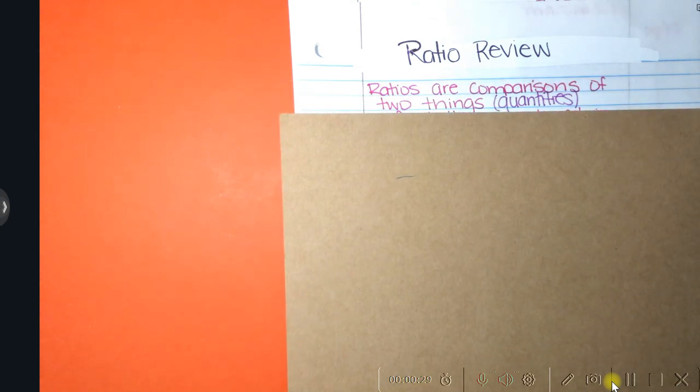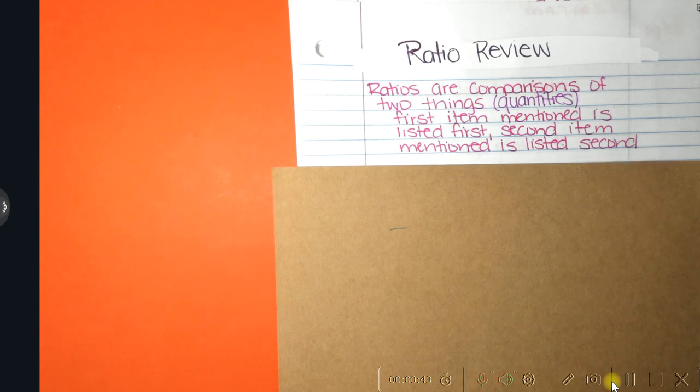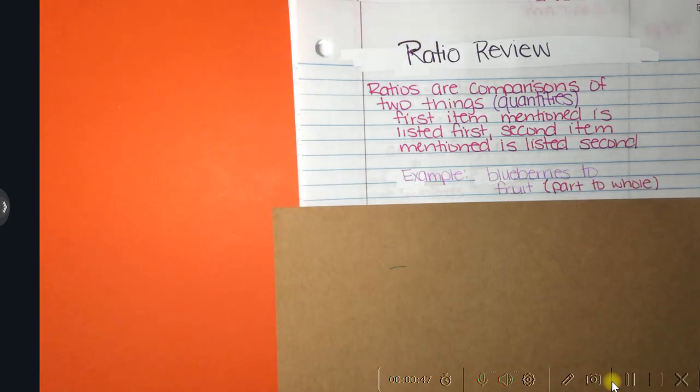So just remember that a ratio is a comparison of two things or quantities. And what happens is when we're talking about the ratio, the first item that we mention is going to be listed first. The second item that we mention will then be listed second. And then I'm going to give you an example. So let's say that we have blueberries to fruit. Okay. This would be considered a part to whole example.